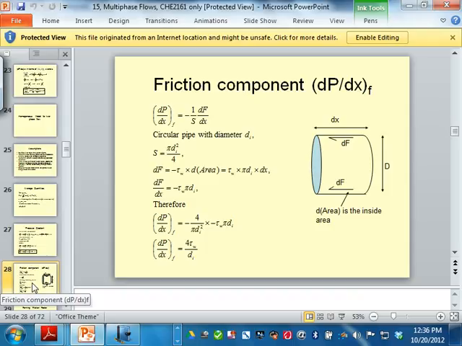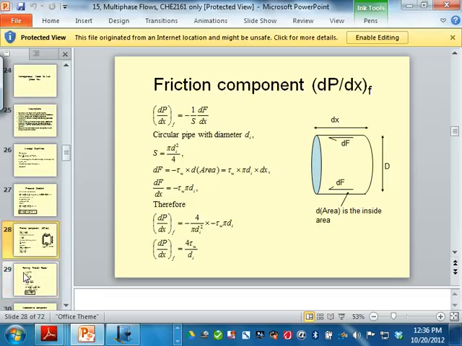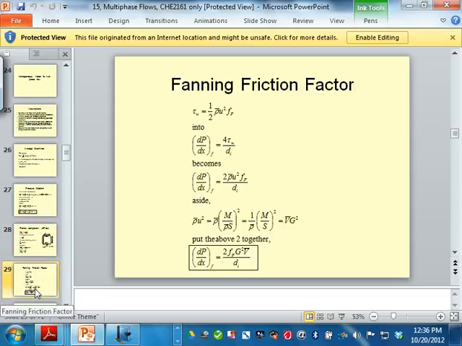I think this one just relates back to shear stress on the wall. Because here we also use the Fanning friction factor. The Fanning friction factor equation is a little bit different than the Darcy one.